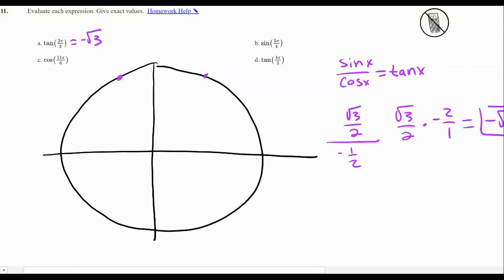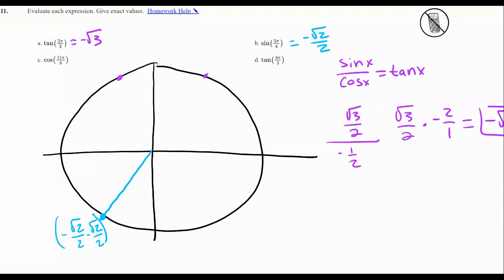For B here, sine of 5 pi over 4. This one should be a little bit quicker. 5 pi over 4 lands about right here. And this one is nice because, since it's over 4, I know this is one of the 45-degree ones, meaning that they're both the same. And since it's in the bottom left here, they're both negative. So sine of 5 pi over 4 is just negative root 2 over 2.